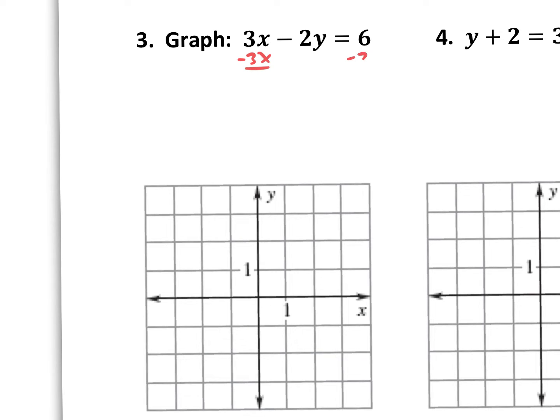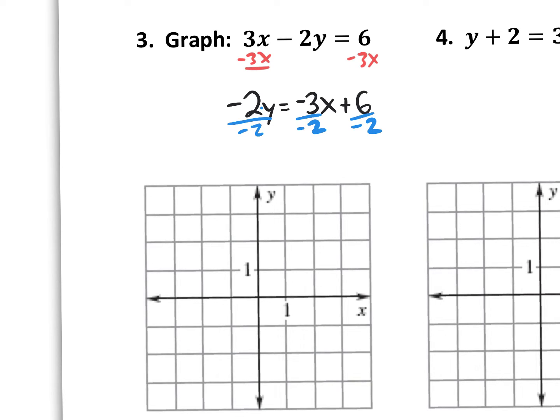Subtract 3x, subtract 3x. This is why I left some space here. So I'm going to rewrite it. It's -2y equaling -3x + 6. There you go. Last but not least, I need to get rid of the -2 that's being multiplied in front of the y. So I need to divide by -2 to get rid of the multiplication of -2. And you do the same for all the terms in the equation.